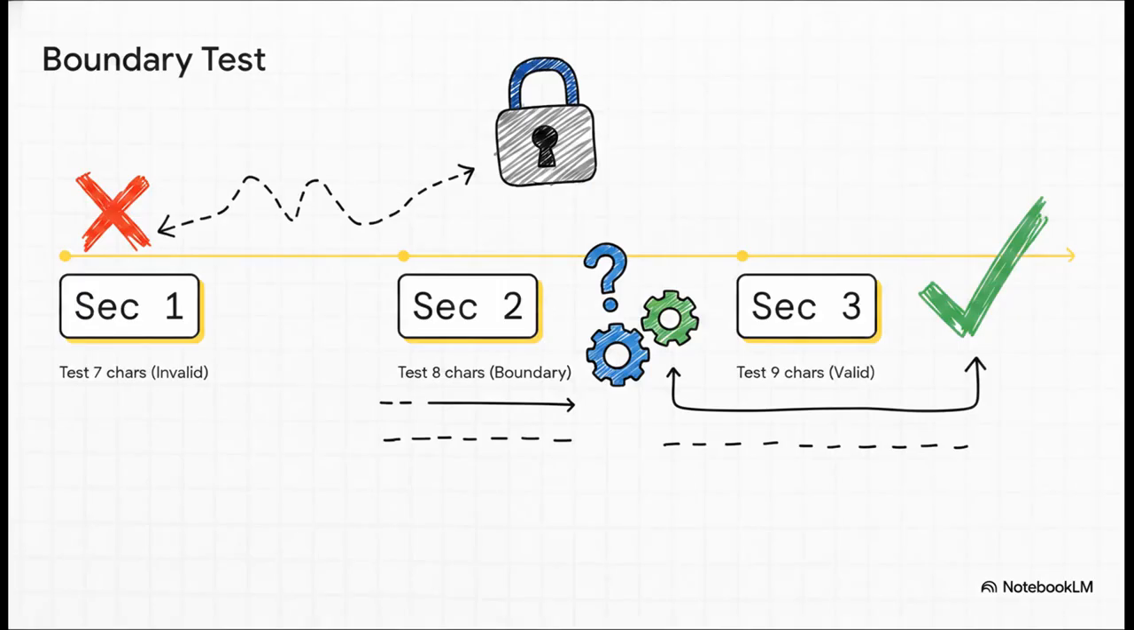If the rule is an 8-character minimum, we test just below the line with 7 characters. That should absolutely fail. Then we test exactly on the boundary with 8 characters. That should pass. And we test just one step above it with 9 characters. Also a pass. By checking those 3 specific targeted points, 7, 8, and 9, you completely prove the logic is solid without having to manually test every single number up to infinity. It's just a huge time saver.